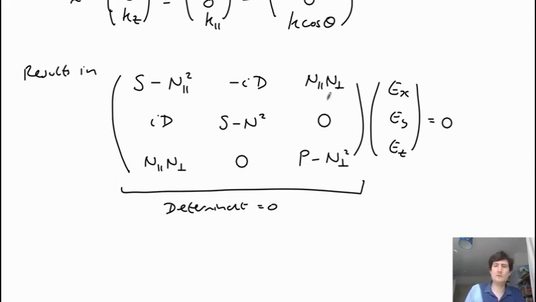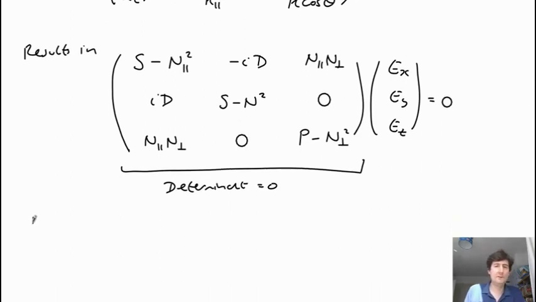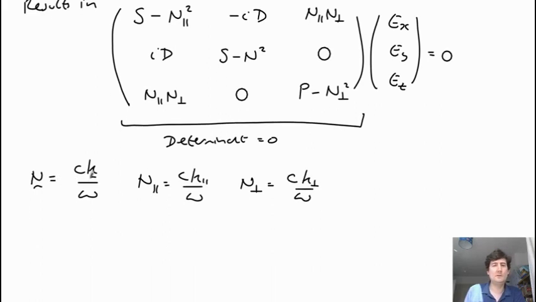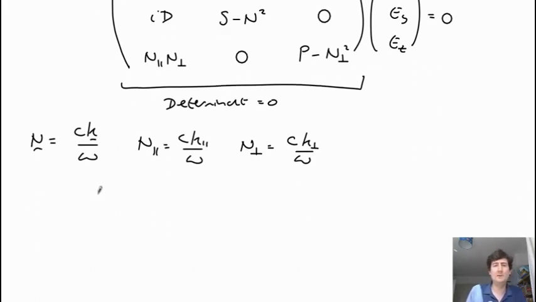Now I should explain several quantities in here. Here we have n, capital N. This is the refractive index, which is c times k over omega. So, for example, n parallel is just c k parallel over omega, and n perpendicular is just c k perpendicular over omega. This refractive index tells us how the wave moves, how it refracts, so how it deflects from a straight line.